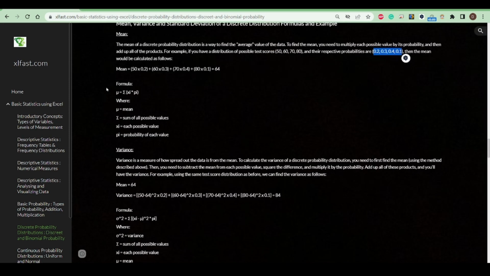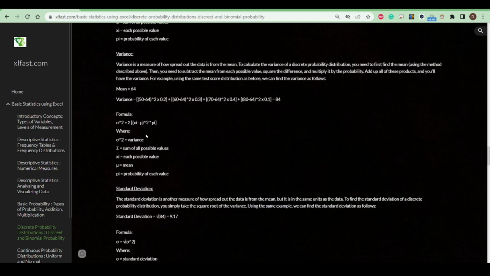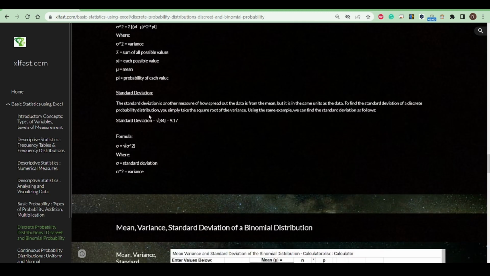The formula to work out the mean is the sum of each outcome times the probability. So it's sum times probability. The formula for the variance is given over here. What you do is you take each outcome and you subtract the expected outcome or the mean, and you square each of those and you multiply it by the probability. And you can see it quite clearly in the spreadsheet. And the last question is to find out the standard deviation. The standard deviation is just the square root of the variance.